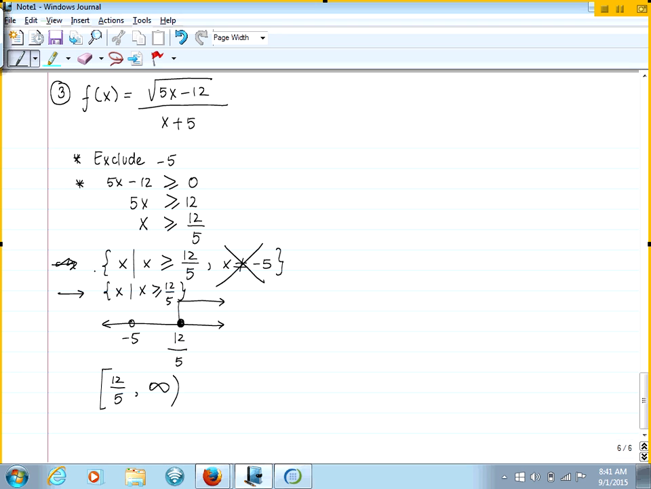Yeah. So this is your set builder. Oh, sorry, this part. And let me erase this. And this is your interval notation. Yes, so far so good? Okay.